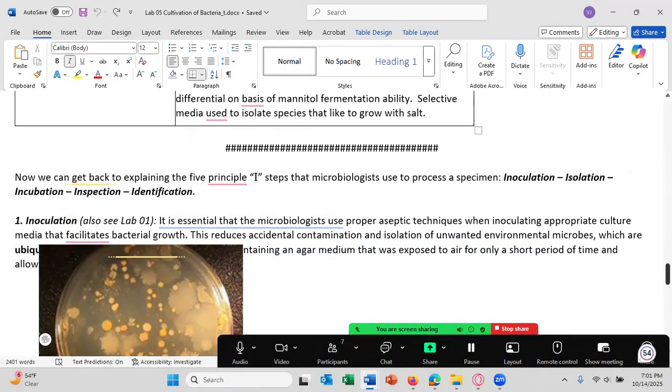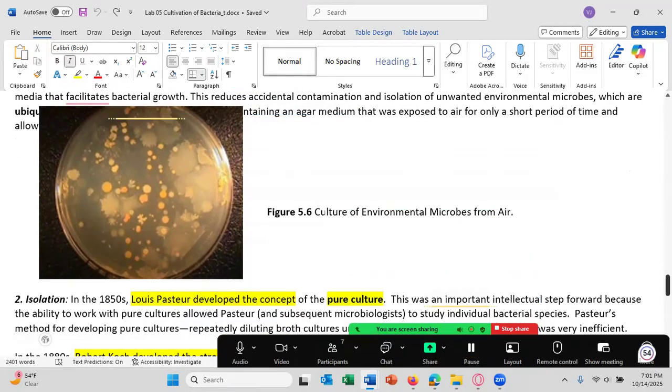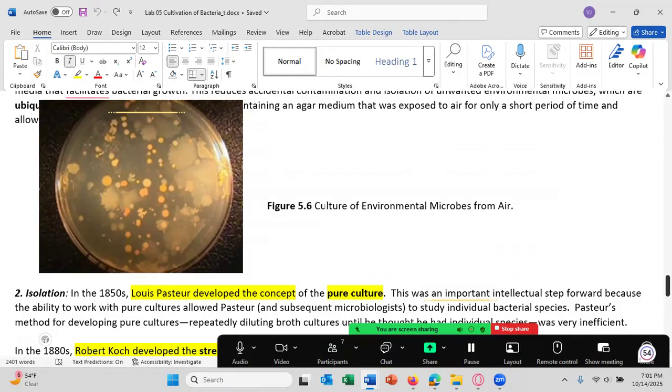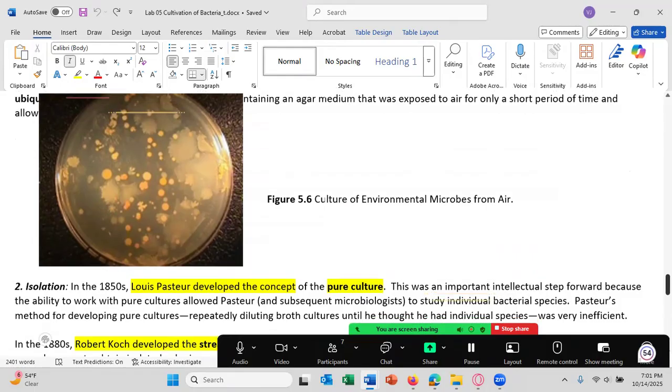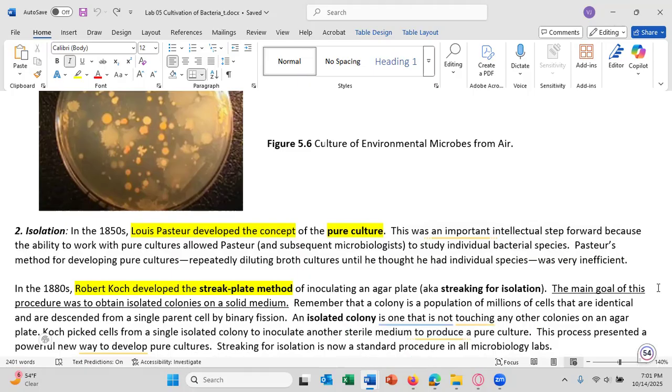Okay, let's talk about inoculation. That's just putting the cells from a clinical specimen on the media and then getting them to grow. You then do isolation. Louis Pasteur first developed the concept of isolating a pure culture. How he did it was he took the original sample and made various dilutions of it, like 1 to 10, 1 to 100, 1 to 1,000. And then he made 10 tubes of each dilution and inoculated each tube, so he might have 100 tubes.